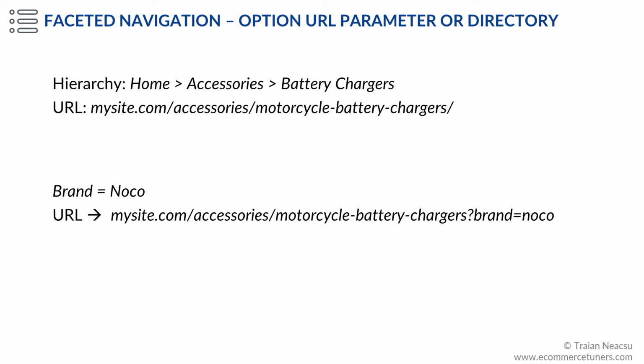Here's a scenario for the second option. The crawler is on the battery chargers subcategory page. The hierarchy is Home, Accessories, Battery Chargers. The page URL is mysite.com/accessories/motorcycle battery chargers. Then the crawler checks one of the brand's filter values, NOCO. This is the first filter value, and therefore you will let the crawler fetch that page. The URL for this selection doesn't contain the exclusion parameter. The URL looks like mysite.com/accessories/motorcycle battery chargers (brand equals NOCO).